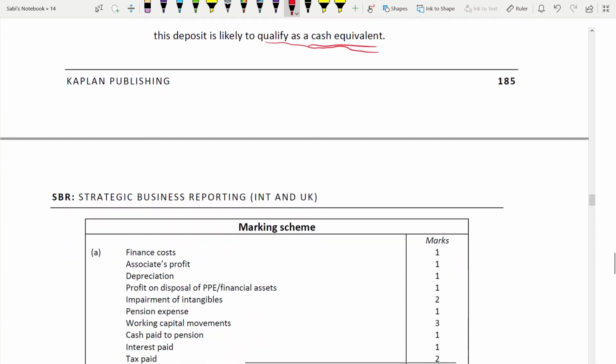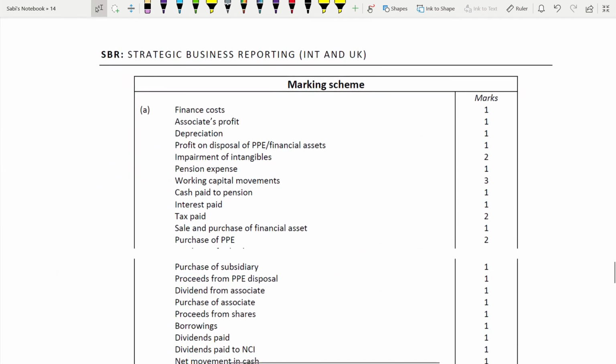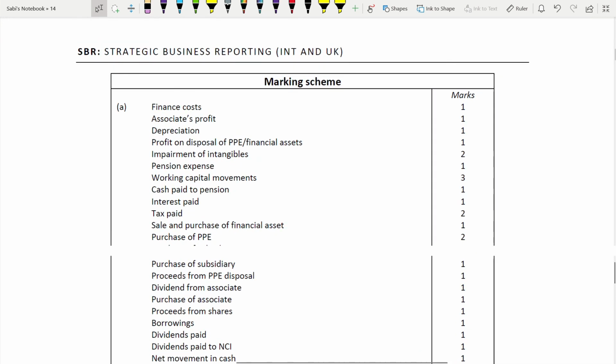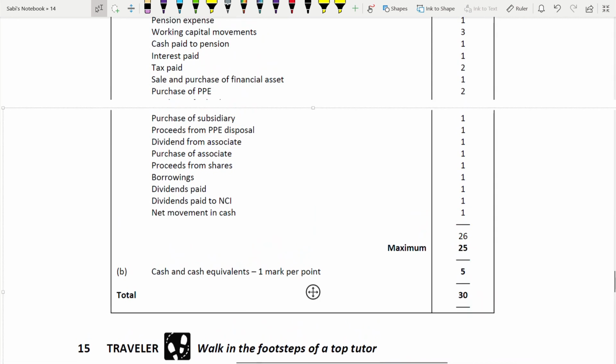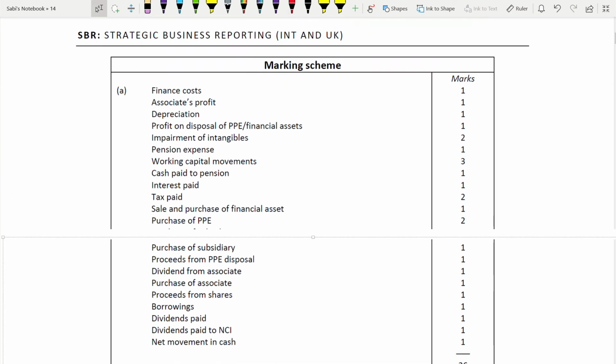Okay, now let us go to the marking scheme. We have finished question number 14 because the first question is 25 marks. Okay, so the second is easy, 1 mark per point, you will get 5 points. Okay, let us go to A. How the 25 marks are spread across this.